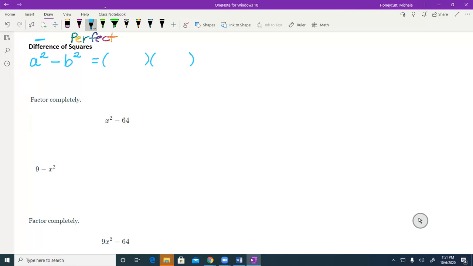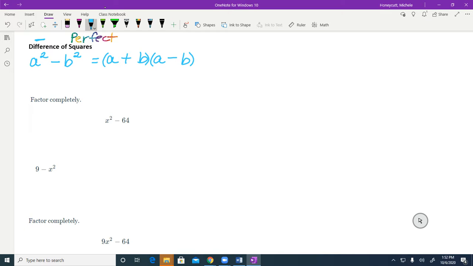And the way you do it is you take the square root of each part. So the square root of a squared is a, and the square root of b squared is b. So a and b in each one. In one binomial, you'll have a plus, and in the other binomial, you'll have a minus. So a plus b, a minus b. So that's how you'll factor a difference of squares.